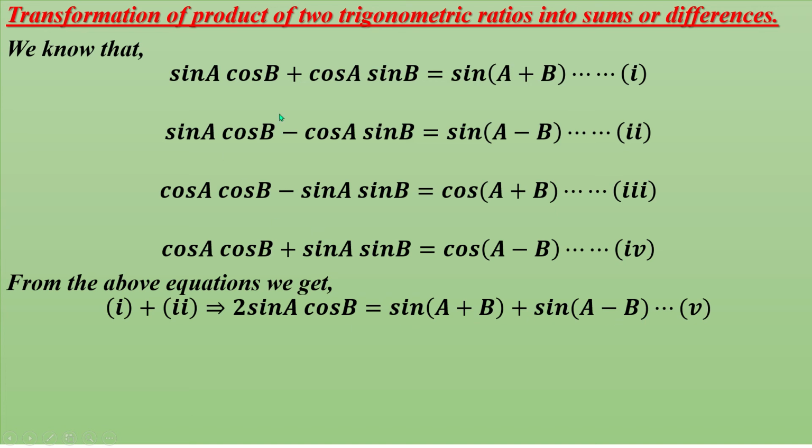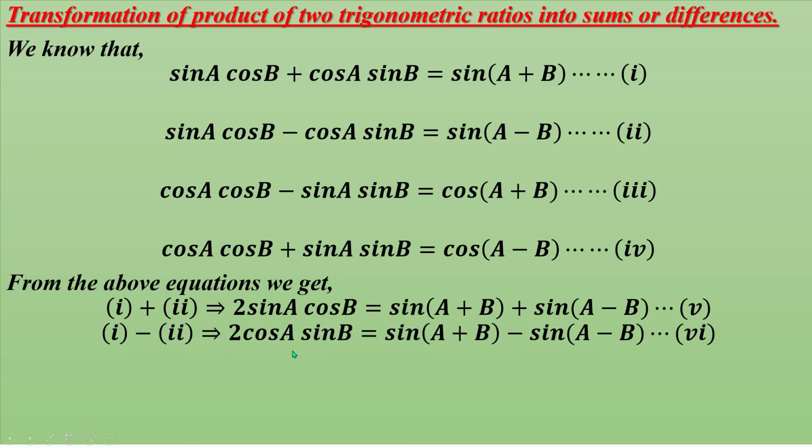Clear? And by subtracting, that means equation 2 is subtracted from 1, we'll get this and this cut, because here will be minus and here will be plus, here will be minus. So left side will be 2 cos A sin B and right side will be sin(A plus B) minus sin(A minus B). In the same way, after adding 3 and 4, this and this cut, left side will be 2 cos A cos B and right side will be cos(A plus B) plus cos(A minus B).